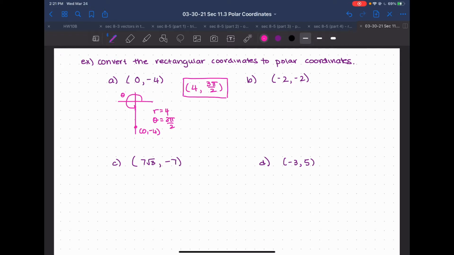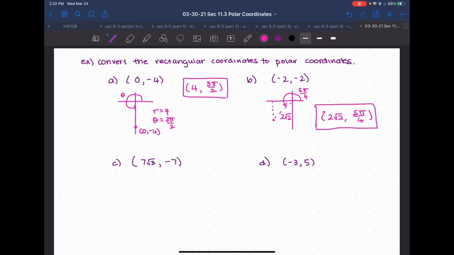Okay, so then we think about b. Again, let's just think about this. I mean, negative 2, that's going to be right there. And if we were to think about a triangle, we can see that that angle is going to be 5π/4. And also, you can use the Pythagorean theorem and find r, but if you know your special right triangles, you can also easily see that that's going to be 2√2. So r is 2√2. Theta is 5π/4. And again, you're done. Very little work.